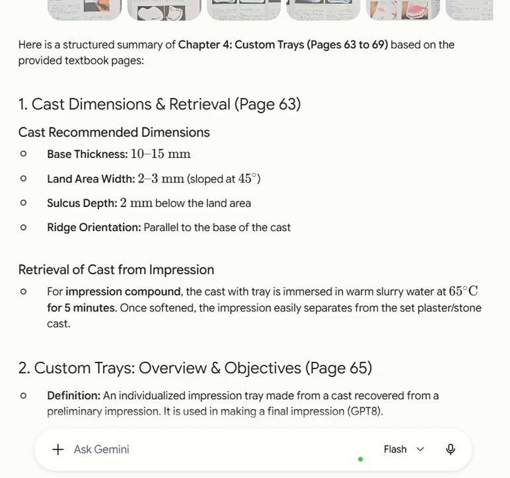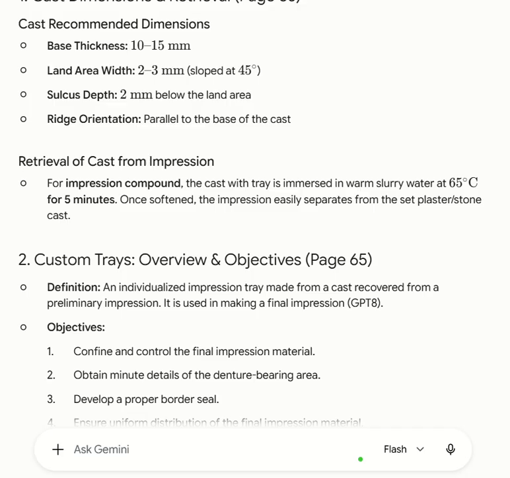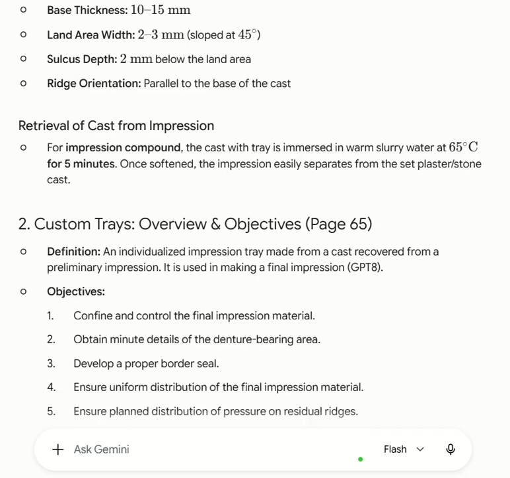Retrieval of cast from impression. For impression compound, the cast with tray is immersed in warm slurry water at 65°C for 5 minutes. Once softened, the impression easily separates from the set plaster or stone cast. 2. Custom trays, overview and objectives, page 65. Definition: an individualized impression tray made from a cast recovered from a preliminary impression. It is used in making a final impression, GPT-8.